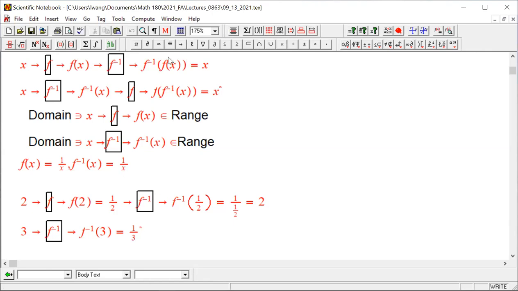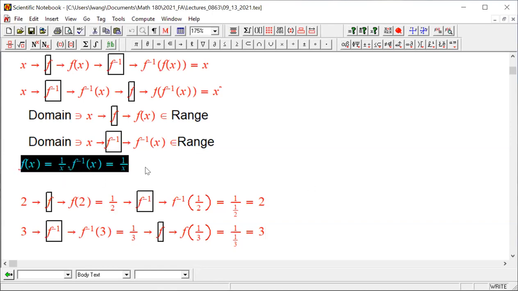Okay, so now 1/3 is the output. Now 1/3 is in the domain of F, right? Therefore, I'm going to apply F. F is applied to 1/3. What is F of 1/3? That's going to be 3, right? Output exactly the same as input. And this is true forever for this pair of functions.